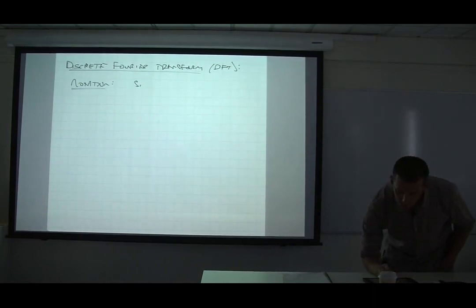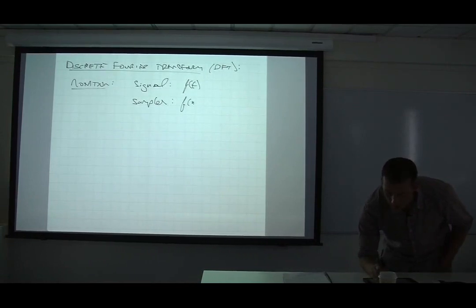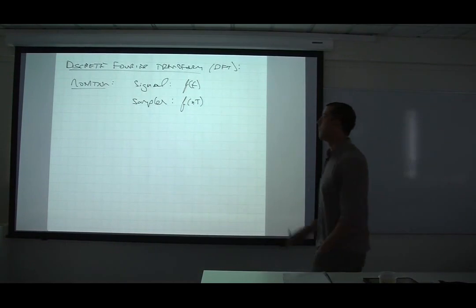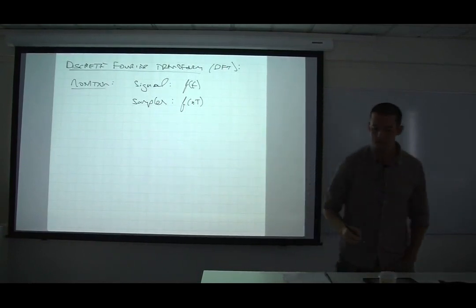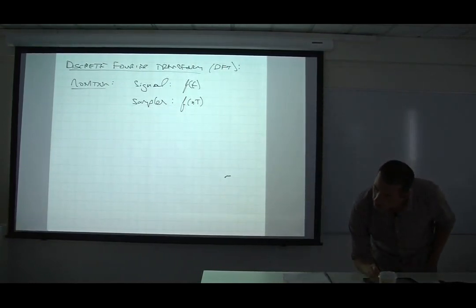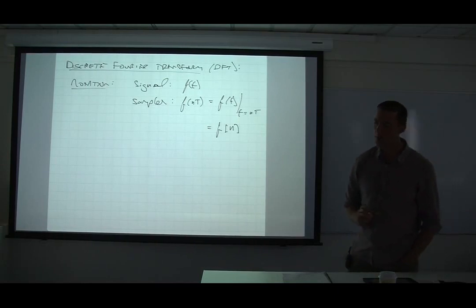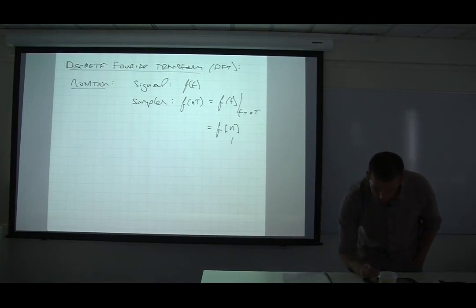So in the analog world, just to remind you, our signal was f of t. The samples of that signal we had written so far as the value of the function at every T time intervals, so 0, T, 2T, 3T. Just to remind you, that was f of t evaluated at t equal to nT. But we're going to write that now with square brackets of n. And this is called a sample index.